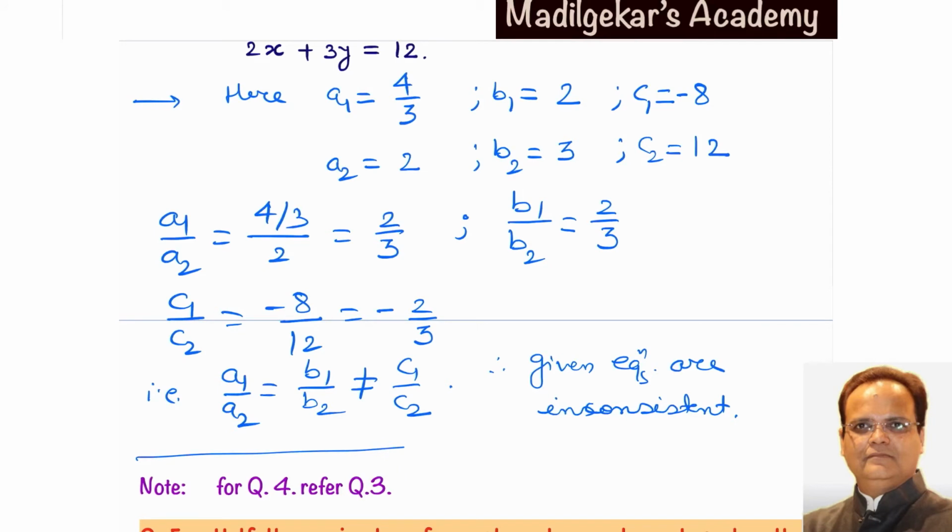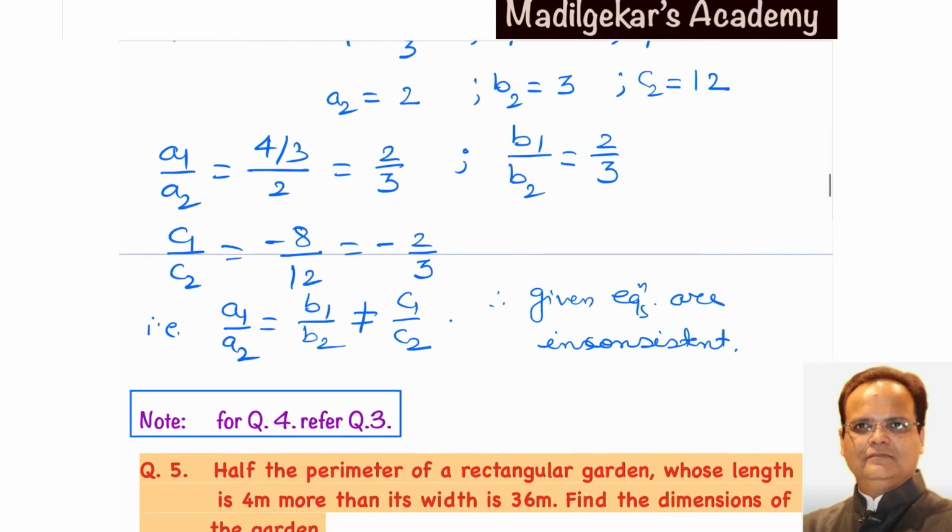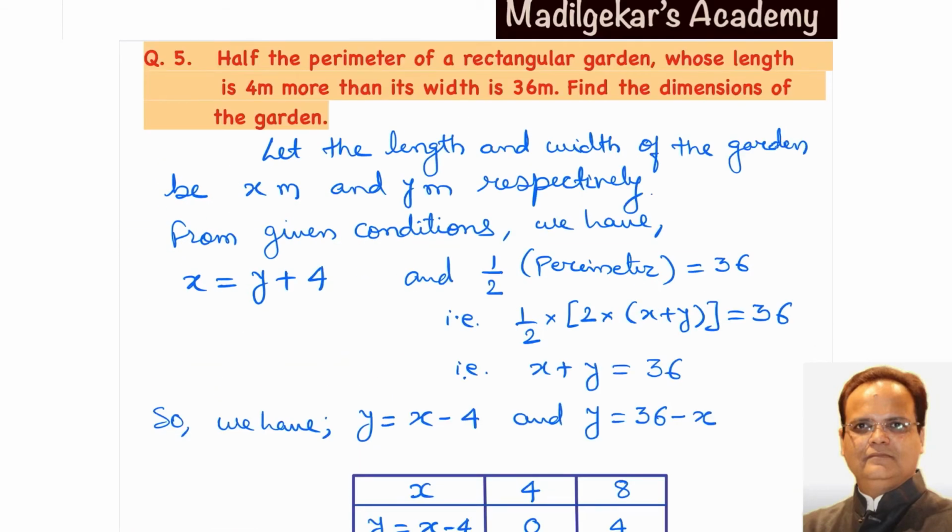Question number 4 is same as 3. So you can solve this yourself. Let's switch to question number 5. It is given that half the perimeter of a rectangular garden whose length is 4 more than its width is 36 meter, means half the perimeter is 36 meter. Find the dimensions of the garden.